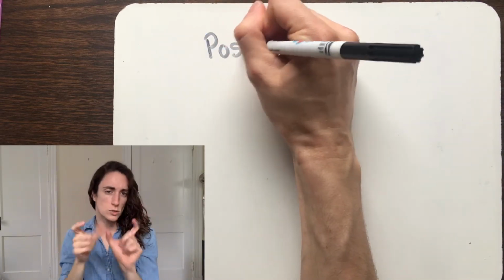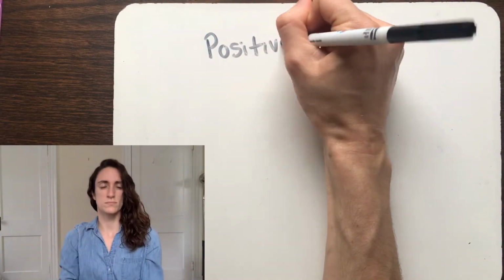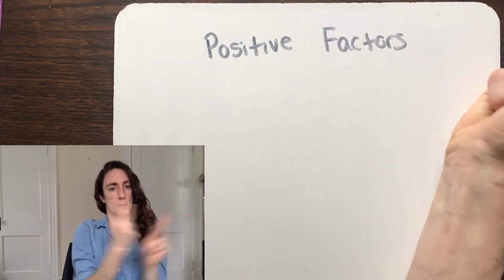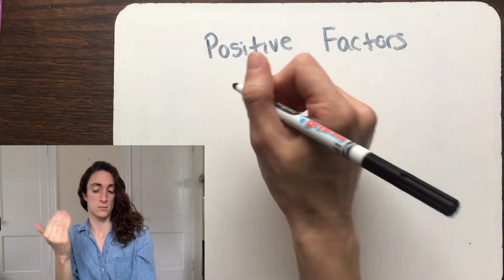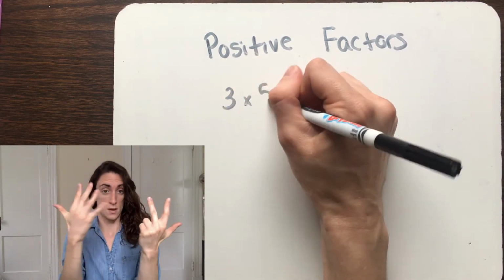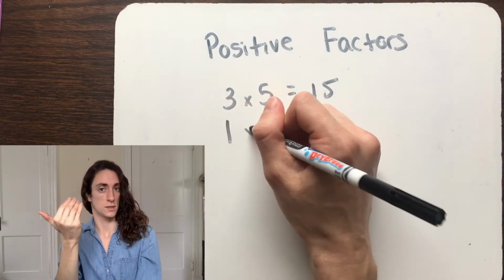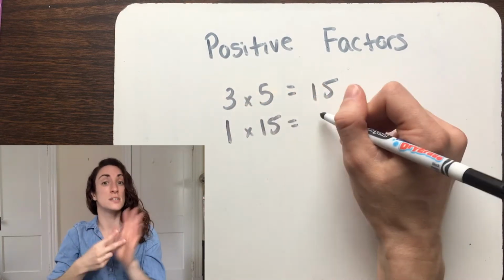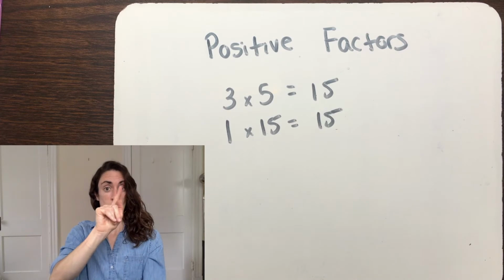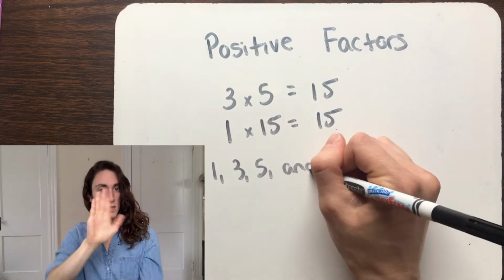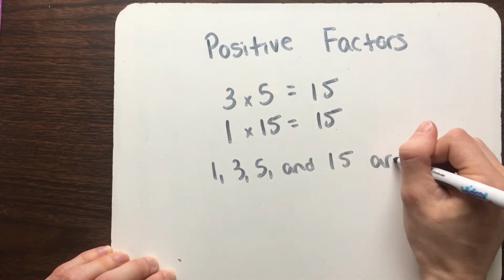First, let's talk about what factors are. A factor is an integer that can be multiplied by another integer to give a specific number. So, for example, the number 15: you can multiply 3 times 5 to give you 15, and you can multiply 1 times 15 to give you 15. Those are the only positive factors of 15, the only numbers that can be multiplied to give 15. So 1, 3, 5, and 15 are the factors of 15.